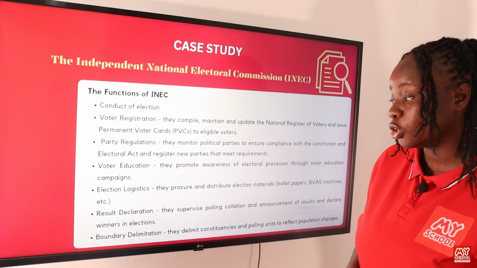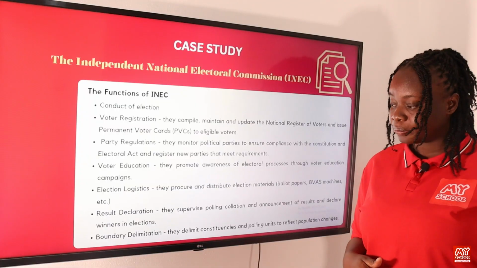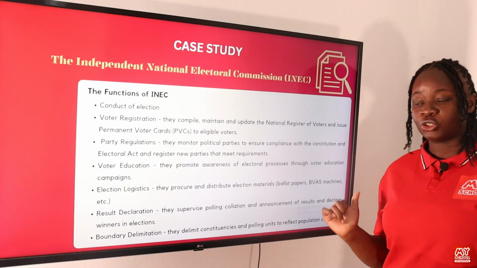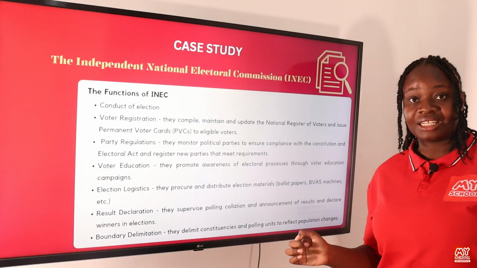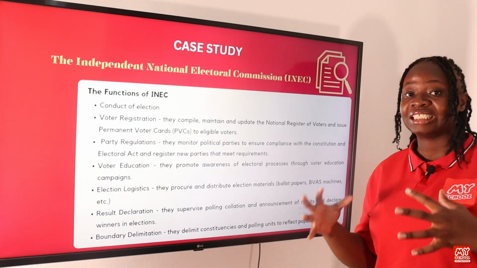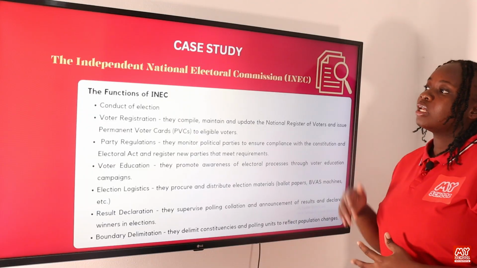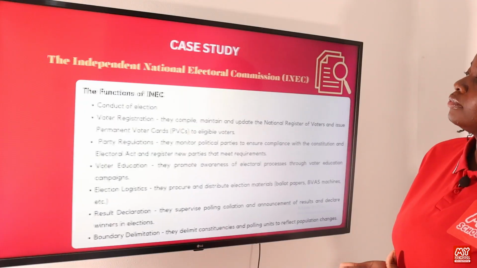Then, lastly, they are responsible for boundary delimitation. So they delimit constituencies and polling units to reflect population changes. So it is the duty of INEC to ensure that the constituencies are divided based on equality of population. Now let's move on to the next slide.